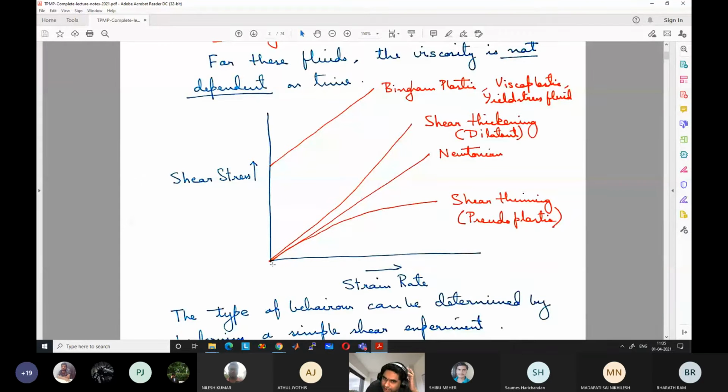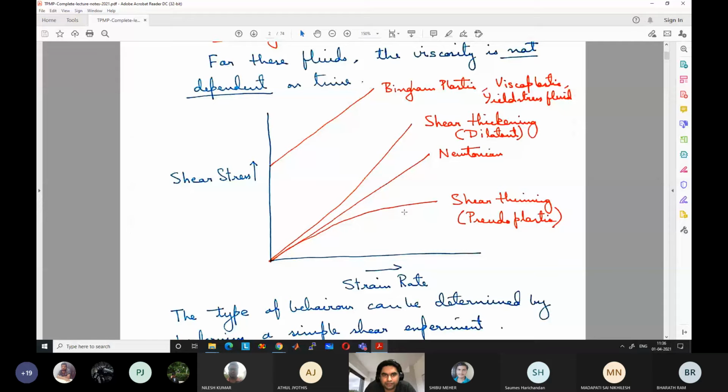Now there are some types of fluid which are known as shear thinning fluid or pseudoplastics. What are their behaviors? If you keep on increasing the strain rate, giving more and more deformation, the stress that is developed does not increase linearly. Okay, it increases at a rate which is less than a linear rate.